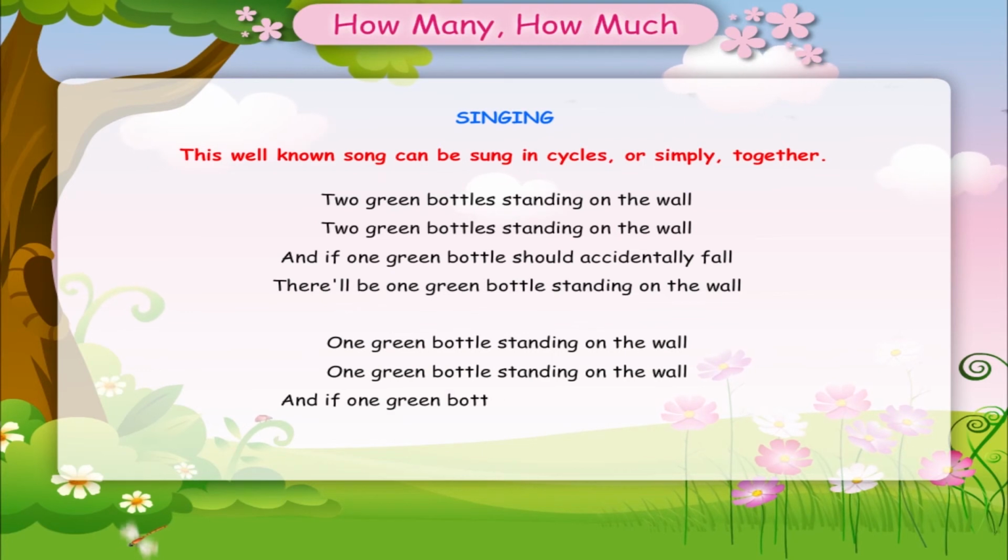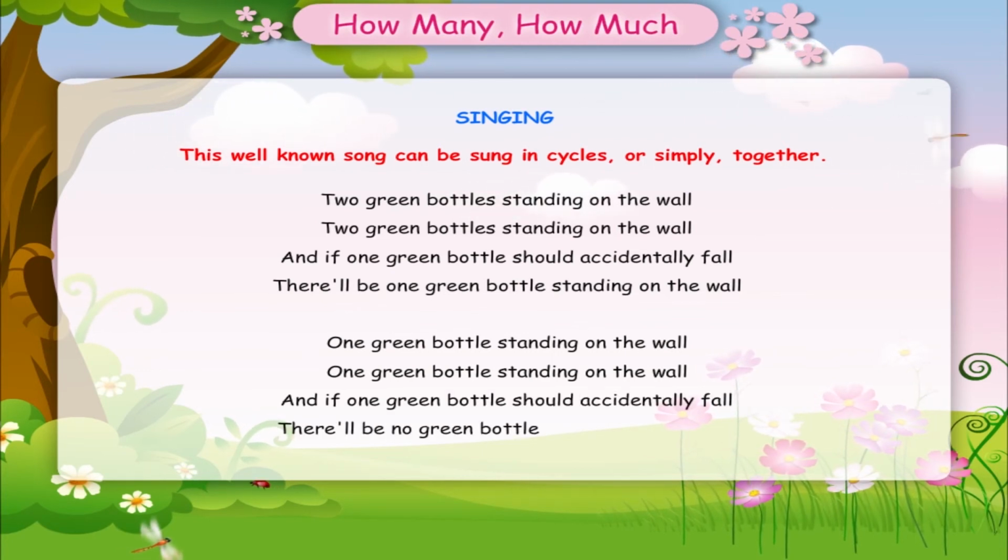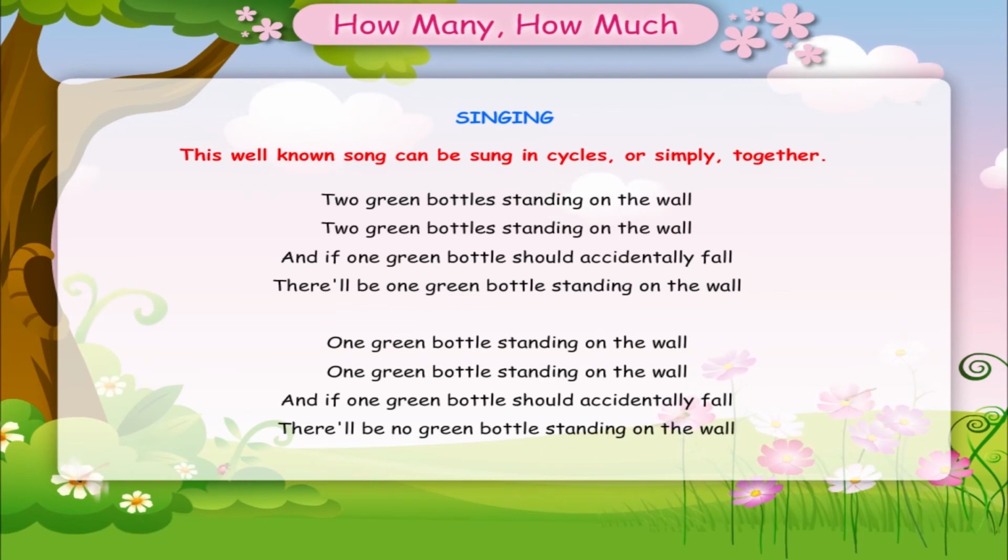And if one green bottle should accidentally fall, there'll be no green bottle standing on the wall.